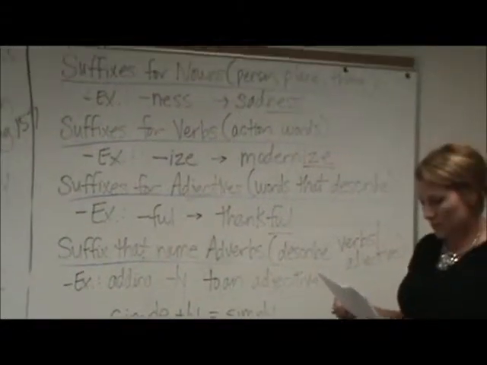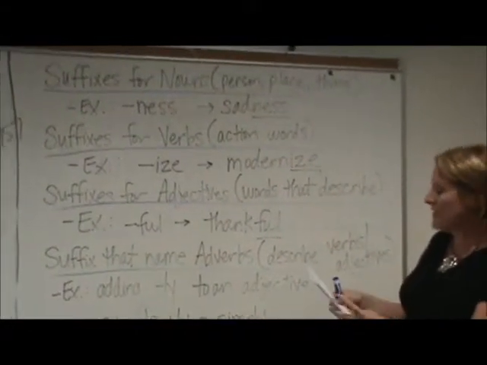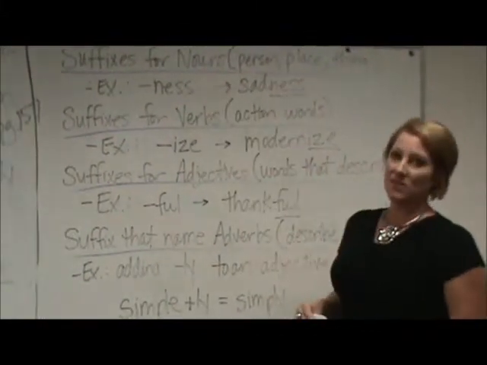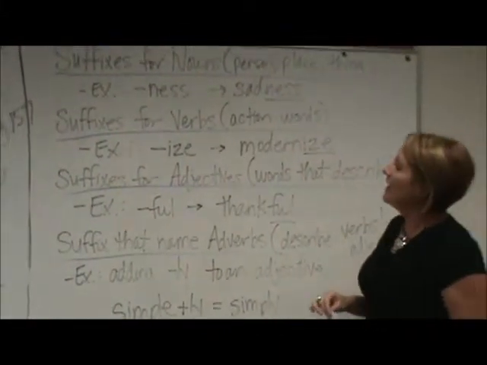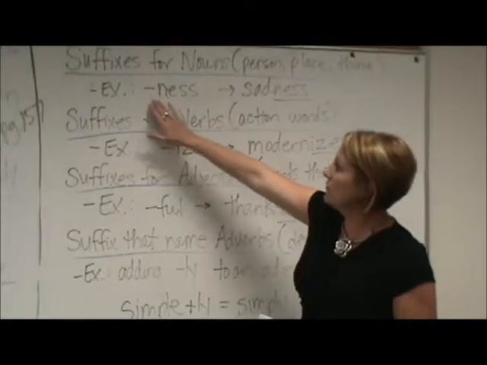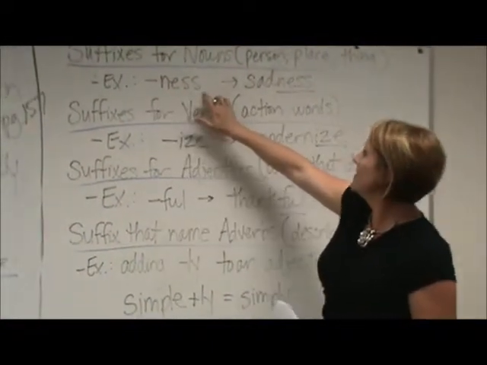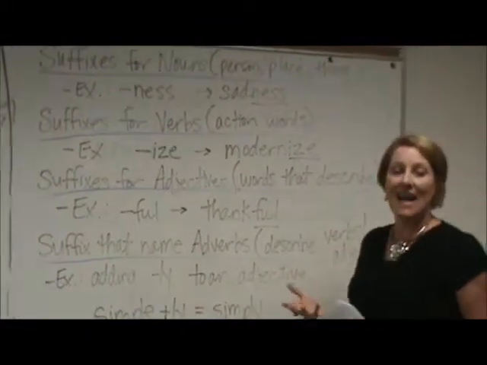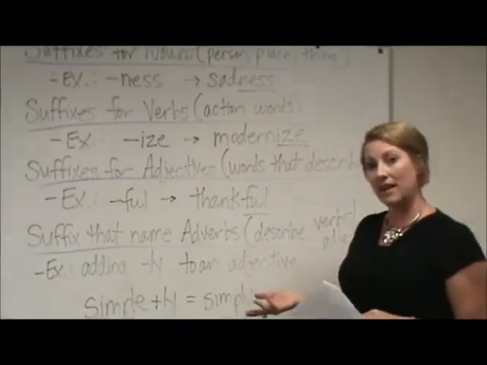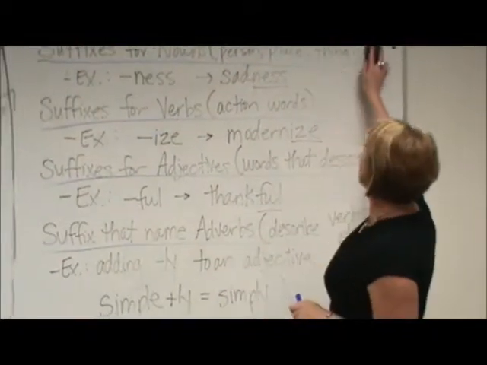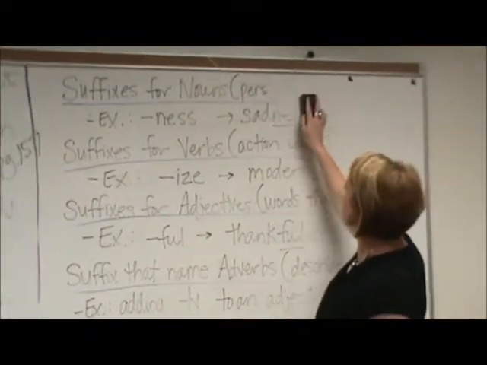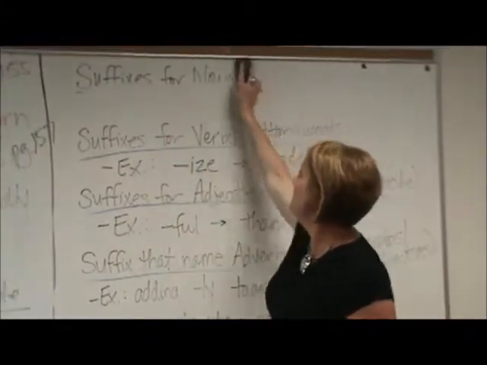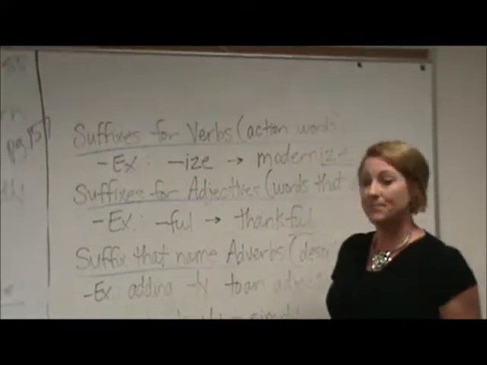Let's see what page, I think it's still page 160 and 161. There are suffixes for nouns. So remember, a noun is a person, place, or thing. And a suffix example would be the suffix ness. So if we added ness to the word sad, it makes it sadness. Sadness is a thing. I'm going to erase these as I go along because I think it will be easier for you to understand. If you need to look at it again, just pause the tape.